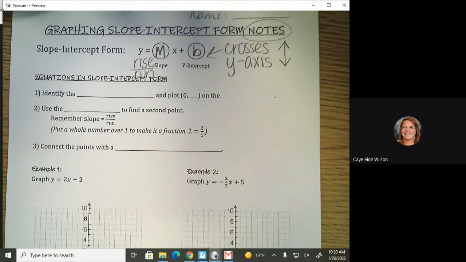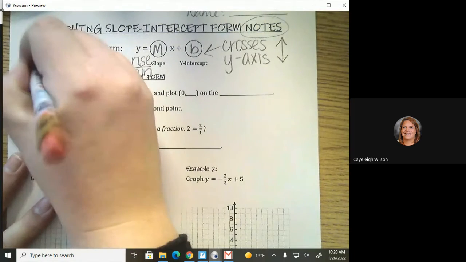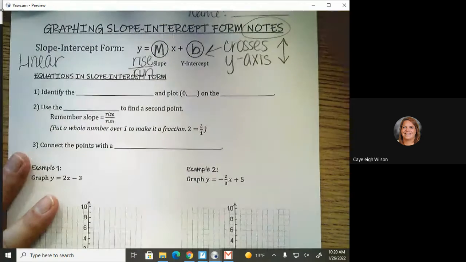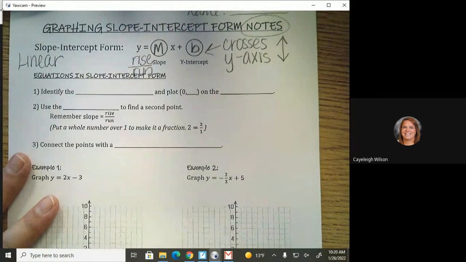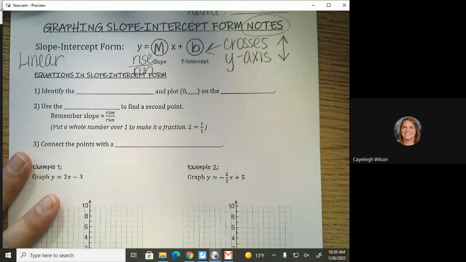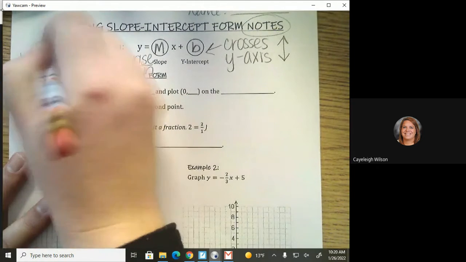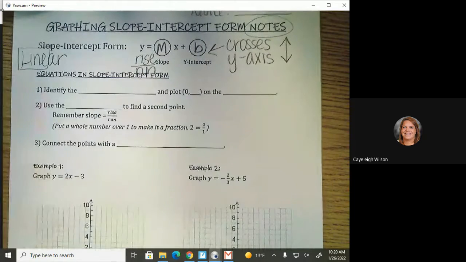So when we graph these linear equations, these are a linear equation. And if you had no idea what a linear equation was, what do you think it might be by looking at the word? Do I have any guesses? Line. A linear equation is a line.